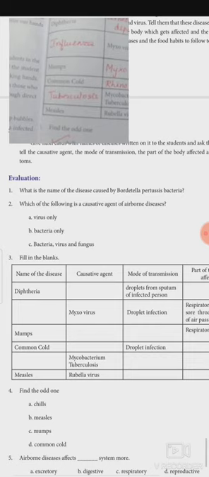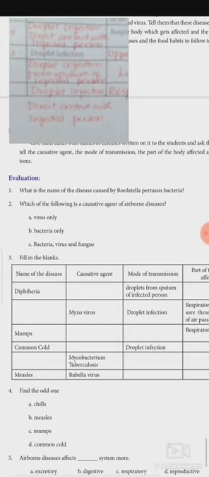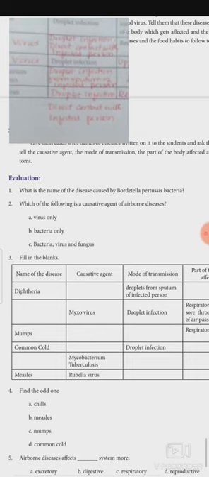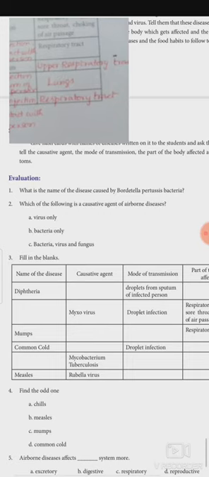Next one, the disease name is tuberculosis. It is spread by droplet infection from sputum of an infected person. The infected area is the lungs. The last one is droplet infection, direct contact with an infected person. The affected area is the respiratory tract.